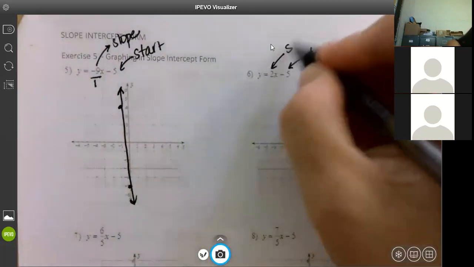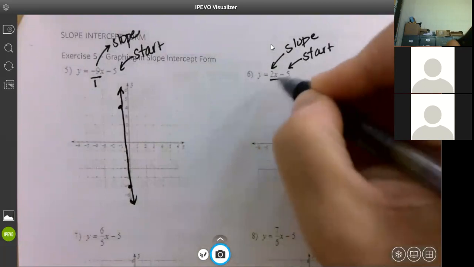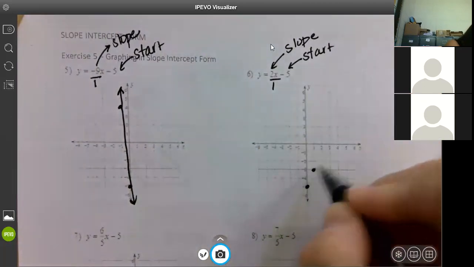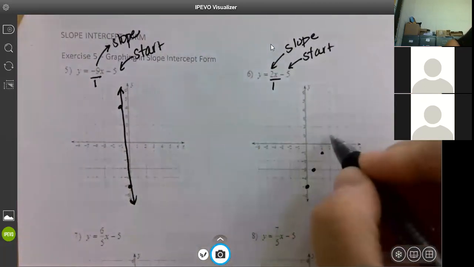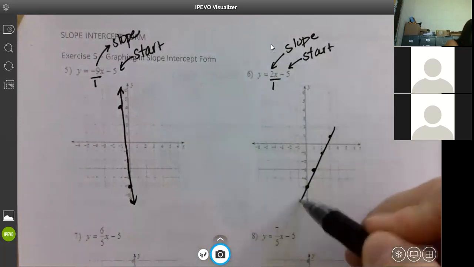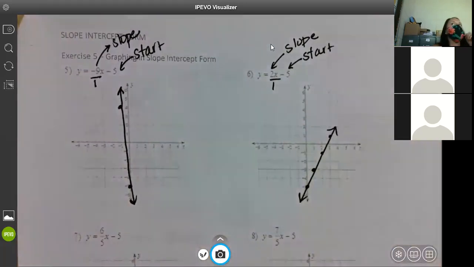How do I move? Good. It is 2 over 1, up 2 over 1, up 2 over 1. You can keep going, or you can just go ahead and make sure that you put arrows.